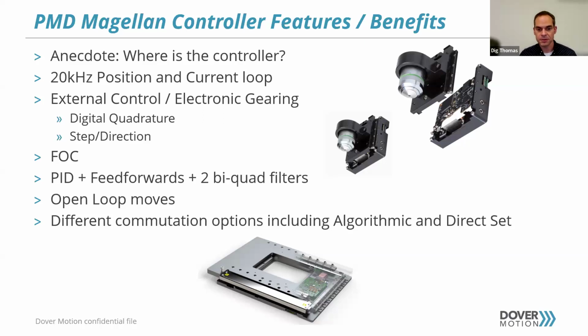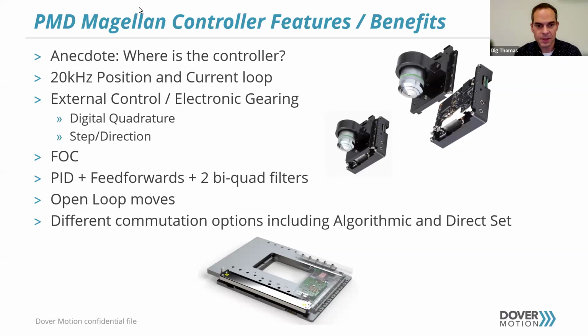That will definitely help your throughput if you want to keep moving and move your Z-axis at the same time during the scan, or if you're doing field imaging, want to make sure that your Z is where it should be by the time X and Y get there. Additionally, field-oriented control is on there. That's sort of standard these days.